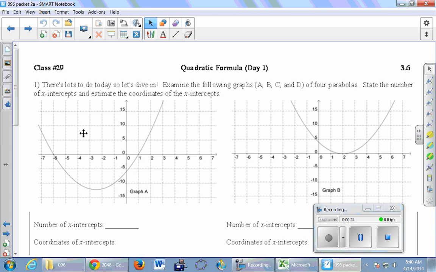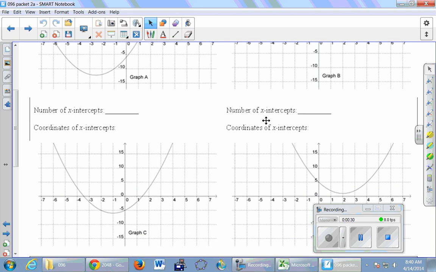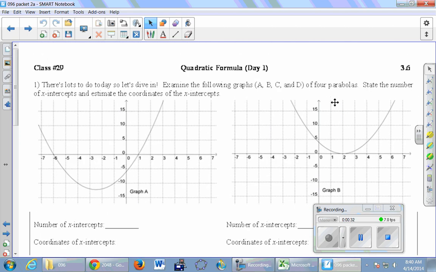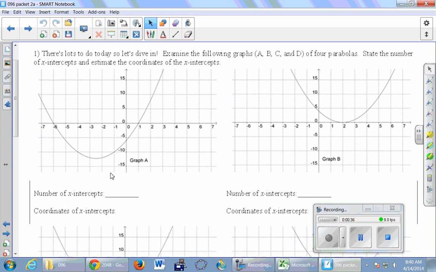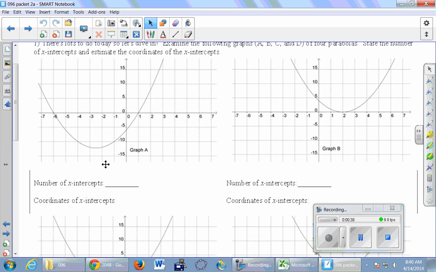Okay, so on page 50, we'll start up here with number 1. It says, examine the following graphs, A, B, C, and D. And each of them is a parabola. What we're going to do is state the number of x-intercepts and estimate the coordinates of the x-intercepts. So for the first one, x-intercepts, remember, are places where the graph hits the x-axis. So that first graph has 2 x-intercepts.